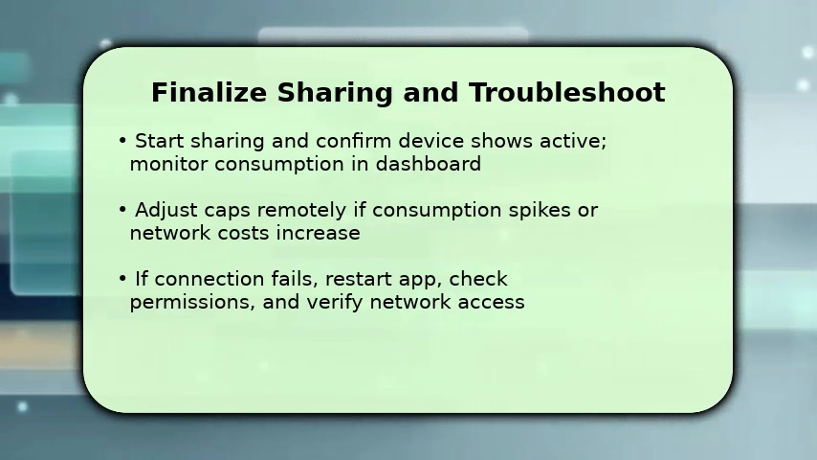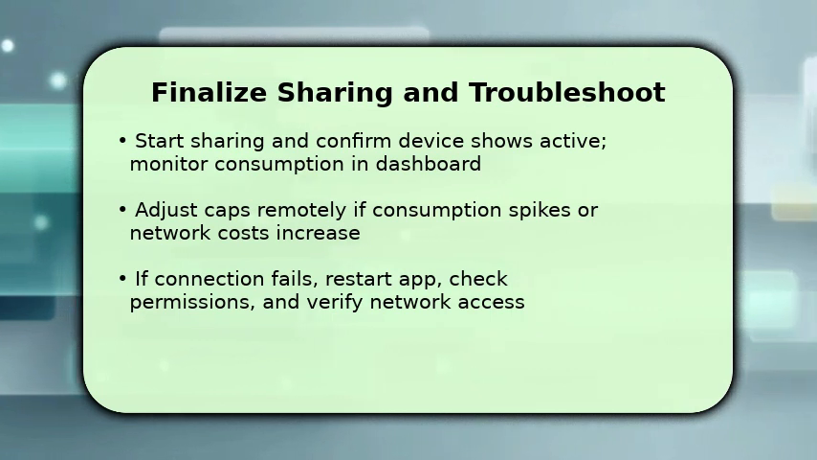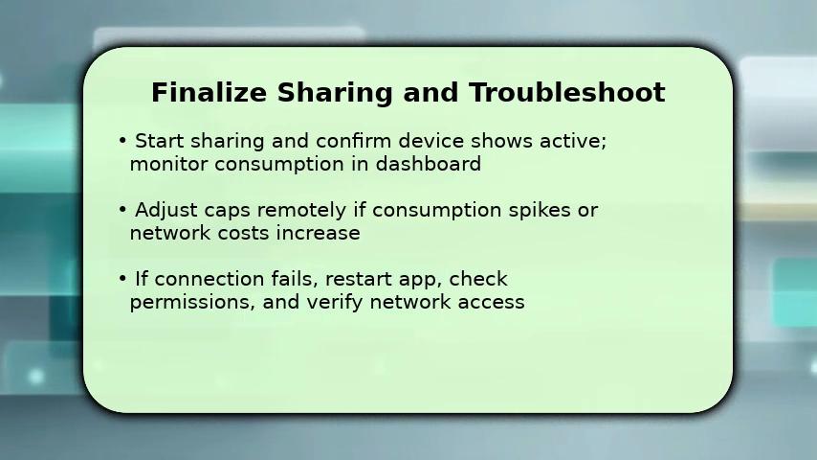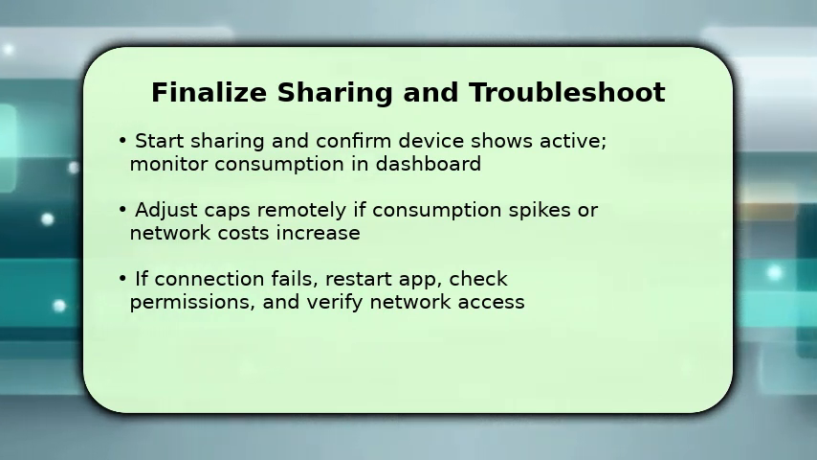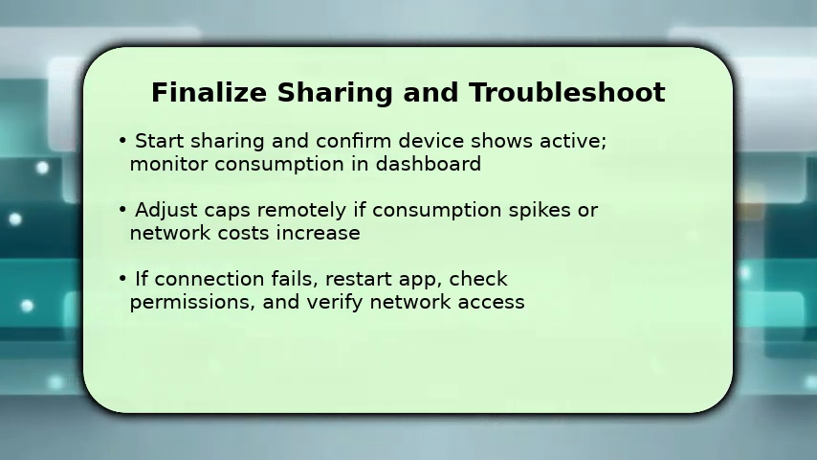If usage climbs too fast, step back into settings and lower caps. Make sure devices remain connected and not blocked by firewalls or carrier limits. If something goes wrong, restart the app, confirm network permissions, and test the connection with other apps. That single troubleshooting step, restart plus permission check, resolves most sharing interruptions quickly.